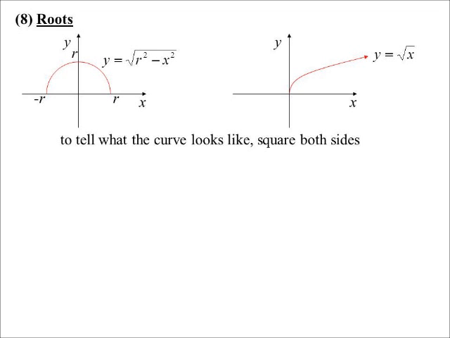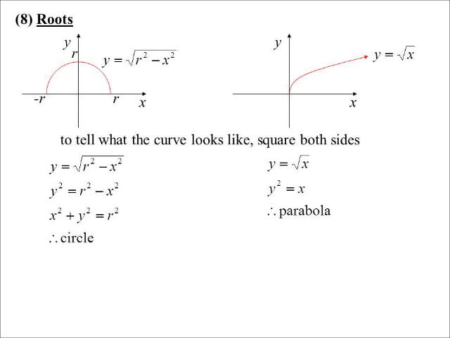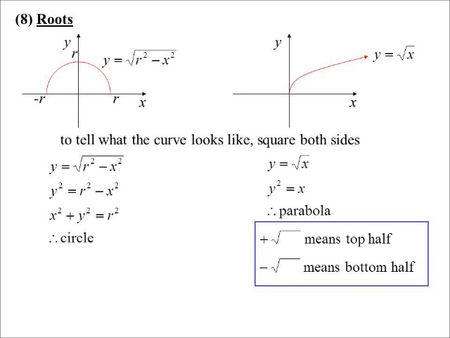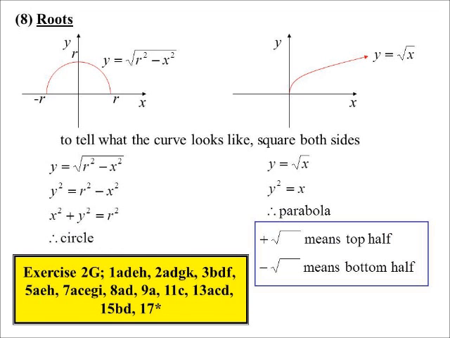Square both sides. So if I was to square both sides, y squared is r squared minus x squared, I could rearrange that and go, oh, it's a circle. But because it's the positive square root, it's the top half of the circle. With the parabola, I go, oh, y equals square root of x. Yeah, not sure. Square both sides. Oh, y squared equals x. It's a parabola. But again, positive square root, top half of the parabola. So, positive square root, top half, negative square root, bottom half. All right, let's have a bit of a playtime. 2G.